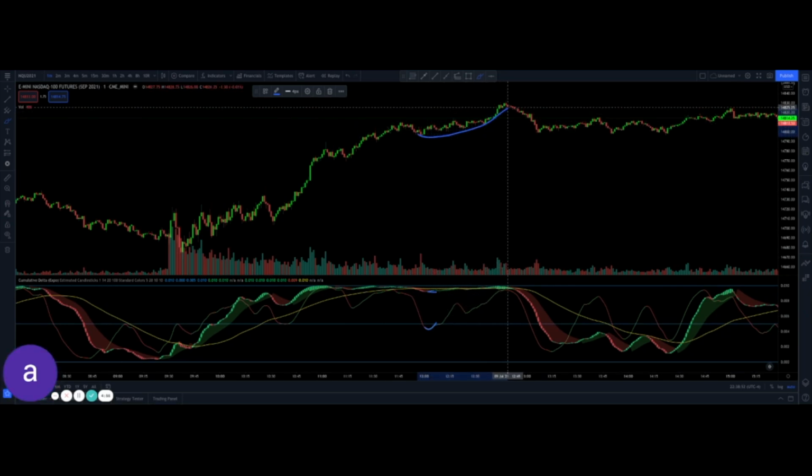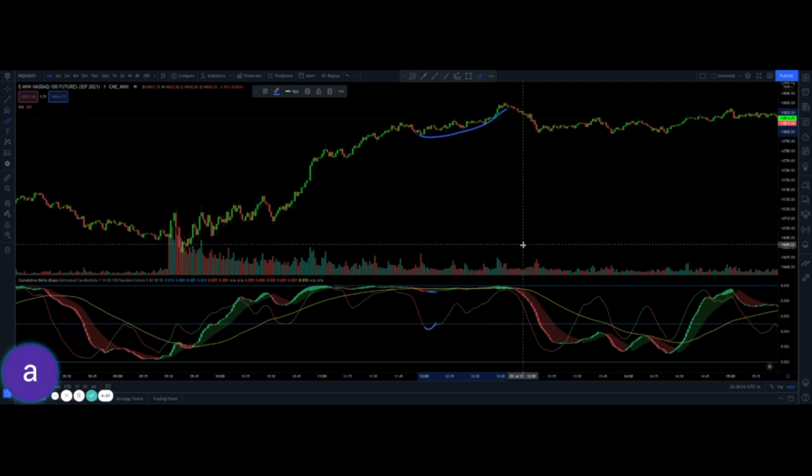All the way up. Price doesn't fall until both of these colors turn red and come down. All right. So the confirmation line. Why do we have the confirmation line?